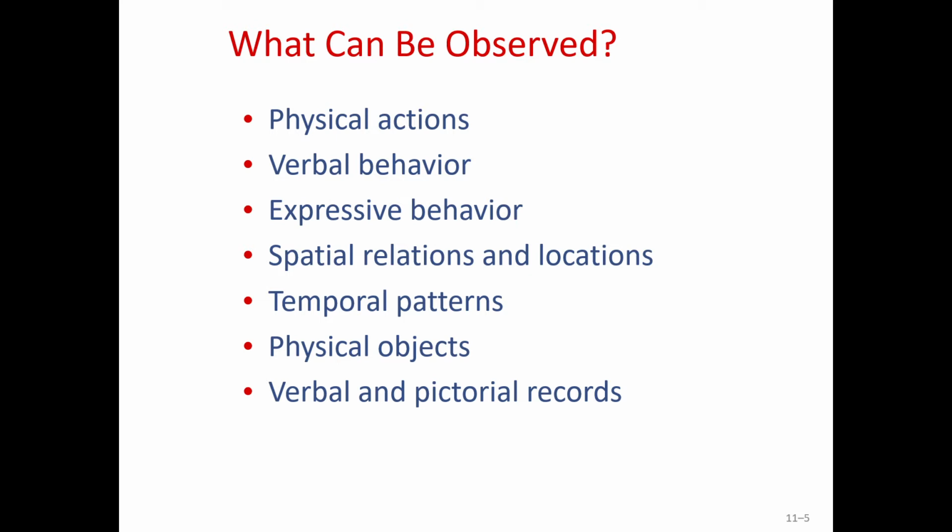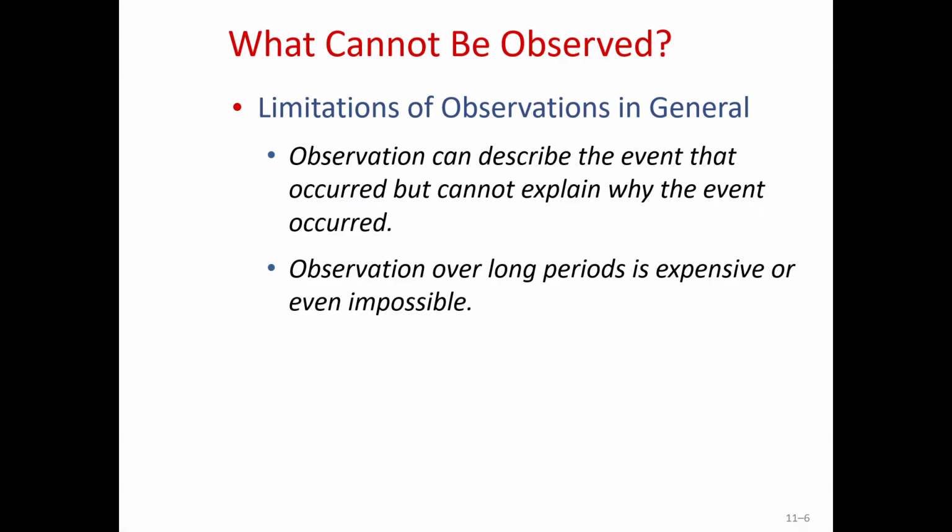And verbal and pictorial records, such as the content of an advertisement or the number of minority pictures in a company brochure. While this observation method may be used to describe a variety of behaviors, cognitive phenomena like attitudes, motivations, and preferences cannot be observed. There are also things that are too costly or sometimes even impossible to observe.